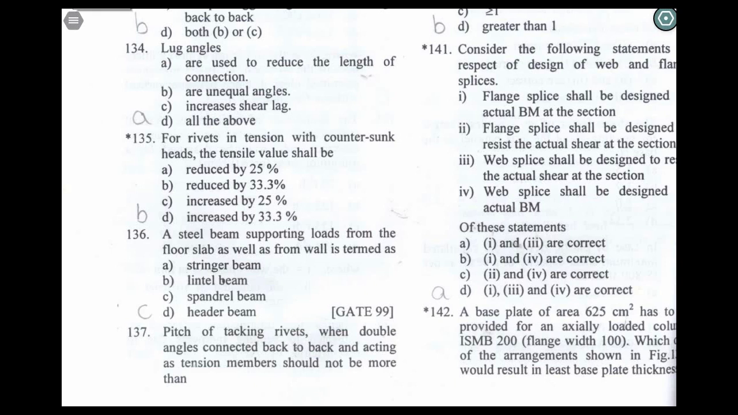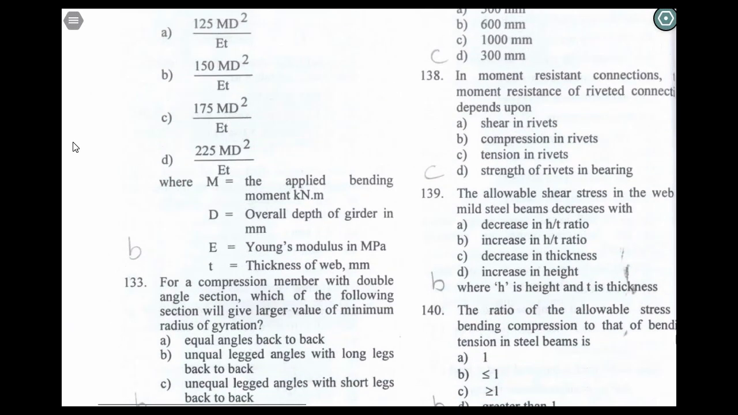Next question. Pitch of tacking rivets when double angles connected back to back and acting as a tension member should not be more than, option number C, 1000 mm.